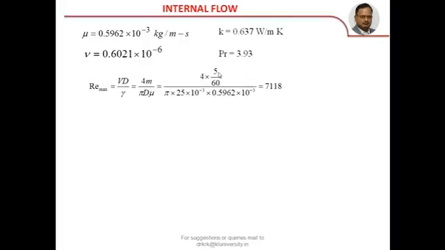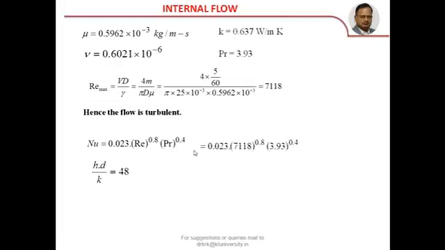Now to determine the convective heat transfer coefficient, let us take the bulk fluid temperature as 20 plus 70 by 2, 45, and extract the properties from the data book for water at 45 degrees centigrade. Then calculate the Reynolds number, Vd by nu or 4m by pi d mu, because m is given as 5 by 60 since it is given in kg per minute. You will get the Reynolds number 7118, which means it is turbulent flow.